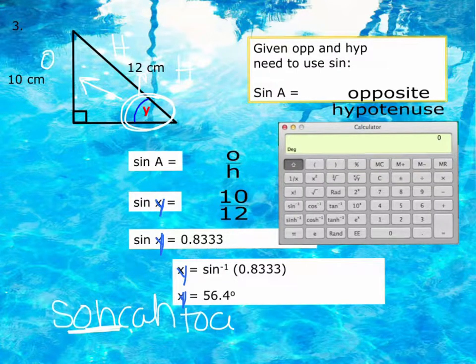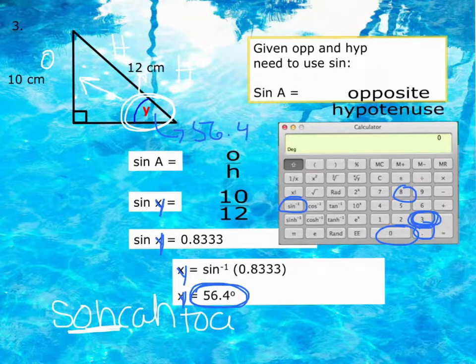Here's the decimal. In my calculator, I'll type in 0.8333, and then I'll type in sine inverse, and that would give me the angle measurement of 56.4. And that's that angle measurement here, 56.4 degrees. How did I find that? I used the sine ratio opposite over hypotenuse, based on what's given from the triangle.